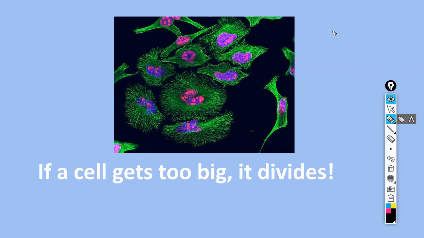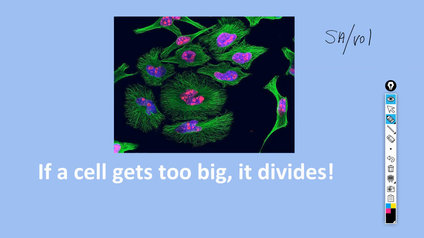And one of the reasons that it does this is directly due to this thing called surface area to volume ratio. And so the larger a cell becomes, the more volume it has, which means it has less surface area. So you're going to learn how to calculate surface area and surface area to volume ratios.